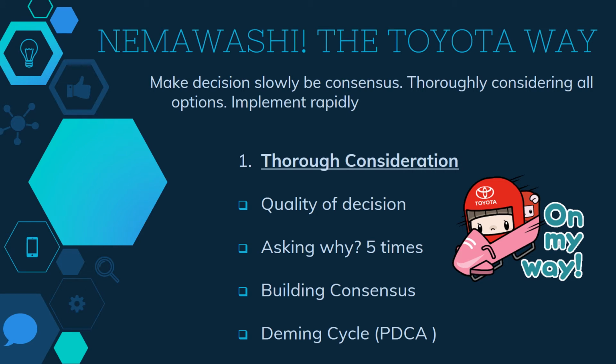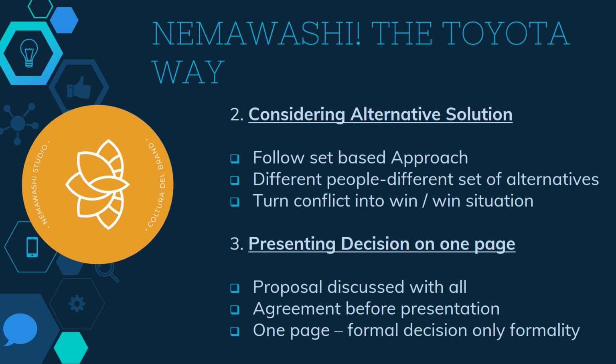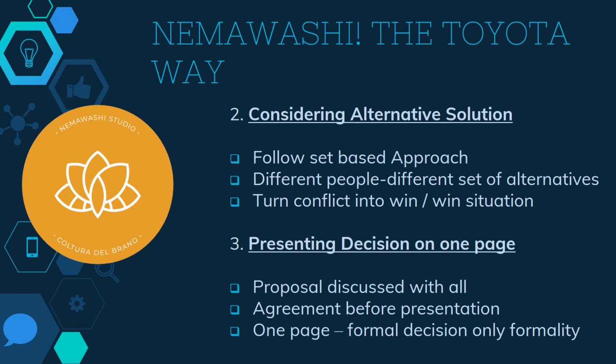providing quality of decision, asking why five times, building consensus, and Deming cycles, or the PDCA. Considering alternative solutions follows that approach, which helps teams stay innovative while reducing development costs. Different people, different sets of alternatives. Different people might use different sets of alternatives. It's not always the same.